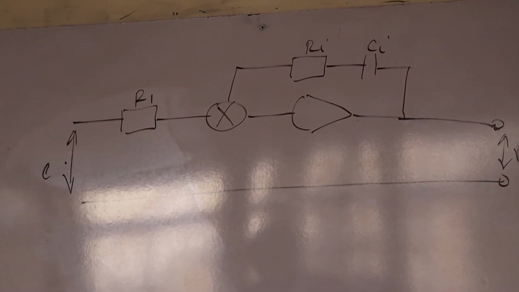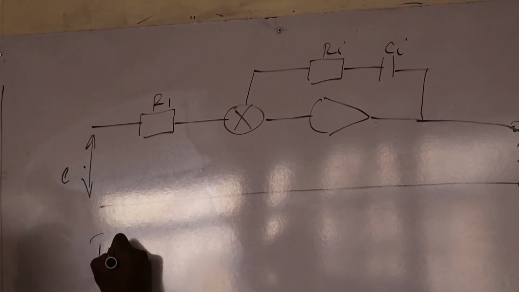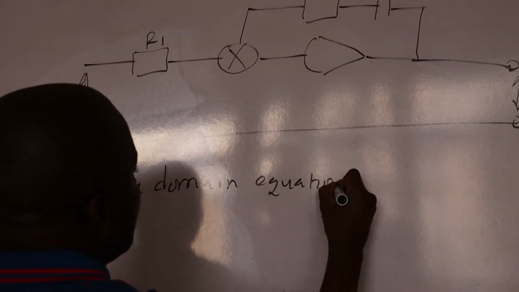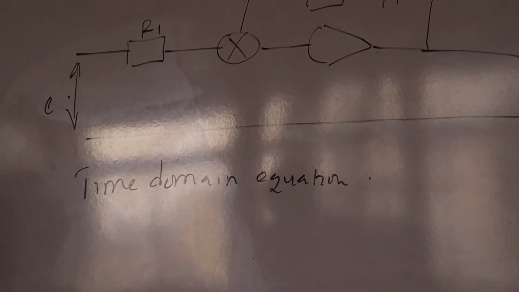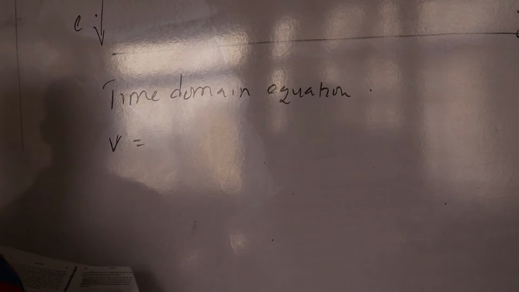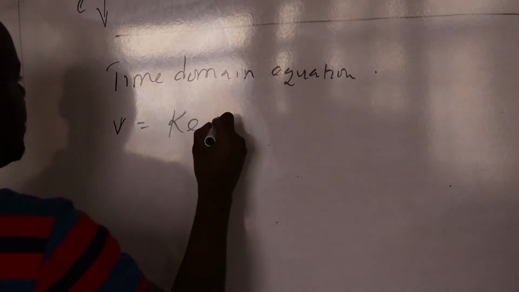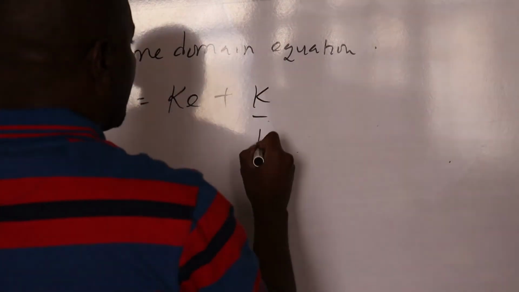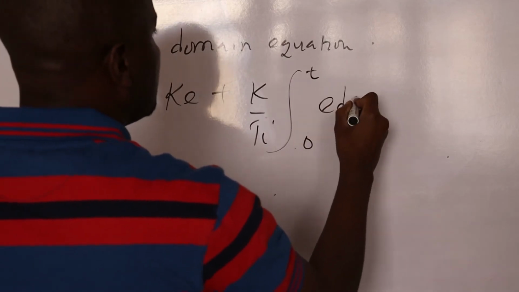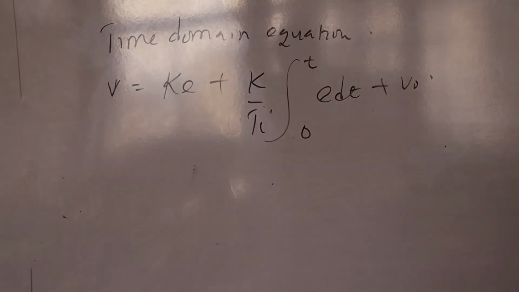So we can now look at the various equations. We are going to start by looking at the time domain equation. For the time domain equation, small v, which is the output in the time domain, is going to be Ke plus K over Ti, the integral between 0 and t of e dt, plus V naught. So that is the time domain equation.